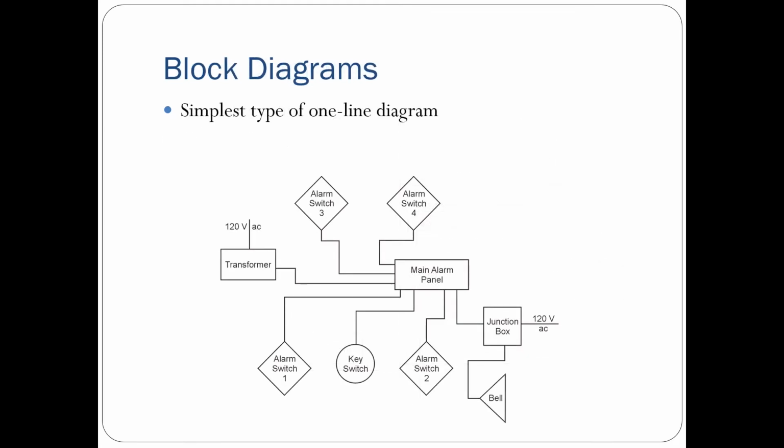Block diagrams are the simplest type of one-line diagram that we have. Their purpose is just to show us components and the interconnection of the components. It doesn't tell us anything about the wiring, it doesn't tell us anything about the sizing, but this will tell me what I'm expecting to find within the system and approximately where in the system that they should be located.